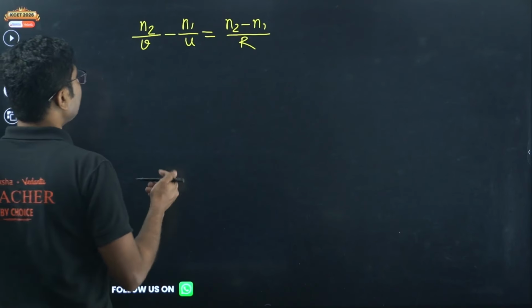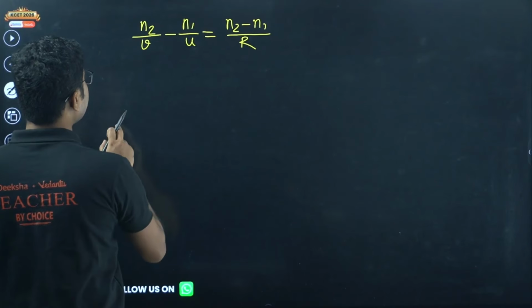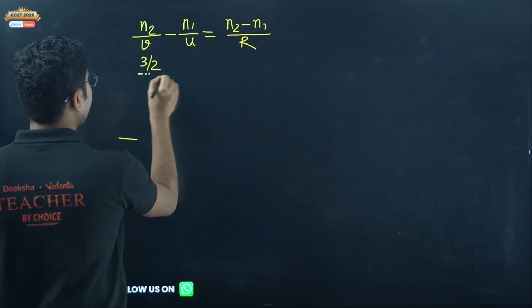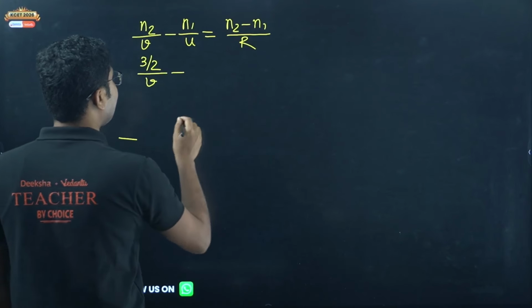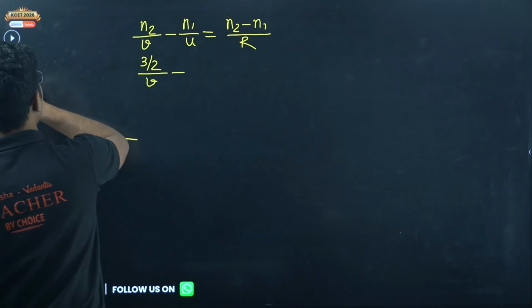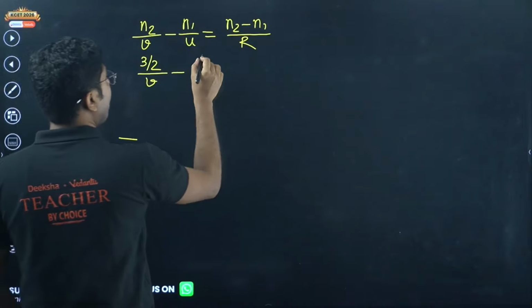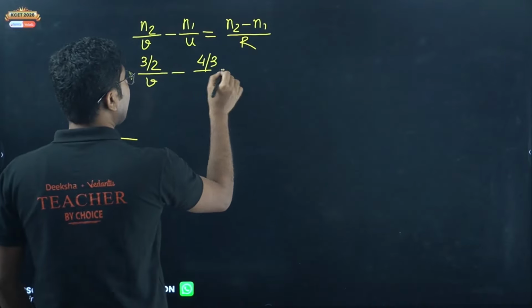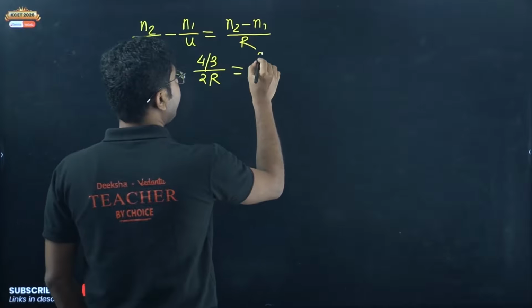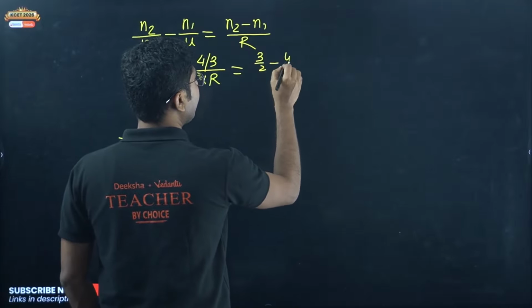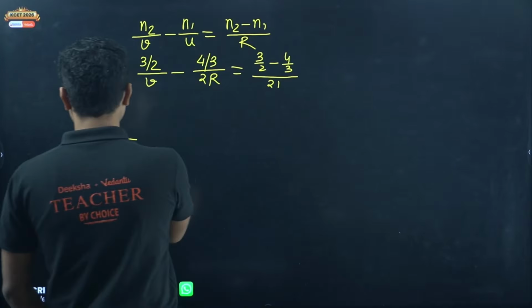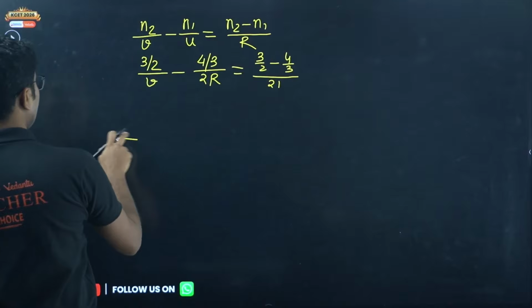Now let us put the values. n2 is 3 by 2 divided by v minus n1 is 4 by 3, 4 by 3 divided by 2R equals 3 by 2 minus 4 by 3 divided by, not 2R, R.